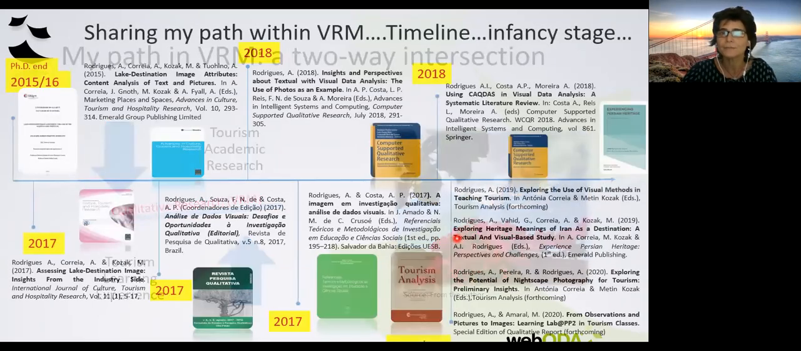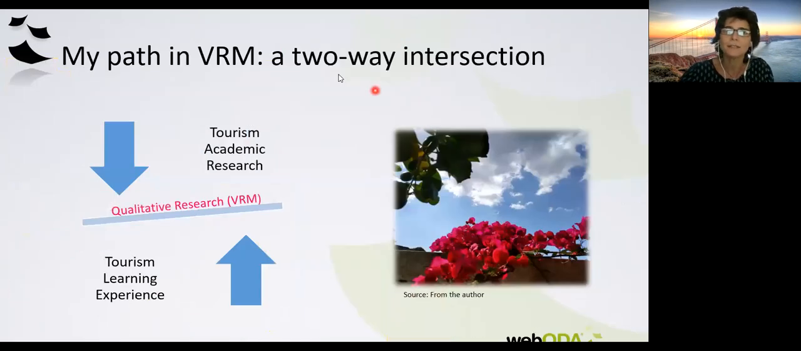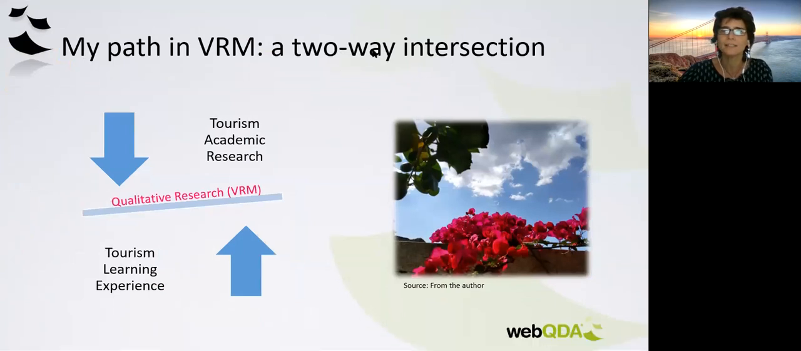So my path, the next slide. This is my path. It is a two-way intersection. In the last 3 years, I have taught students in several subjects related to tourism as a field of studies. In our tourism graduation, my path in visual methods is mainly related with tourism academic research.